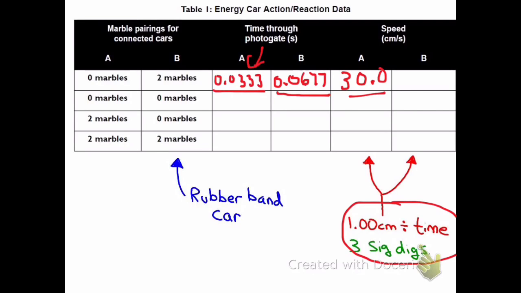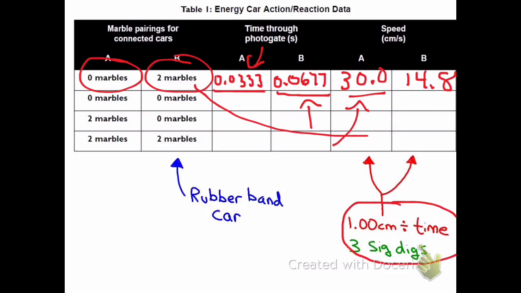While the speed across B, 1 centimeter divided by 0.0677 comes out to 14.8. And you'll notice that the car with half the mass, 0 marbles, had twice the speed of the car with double the mass. So, greater mass is linked to slower speed, less mass to higher speed.